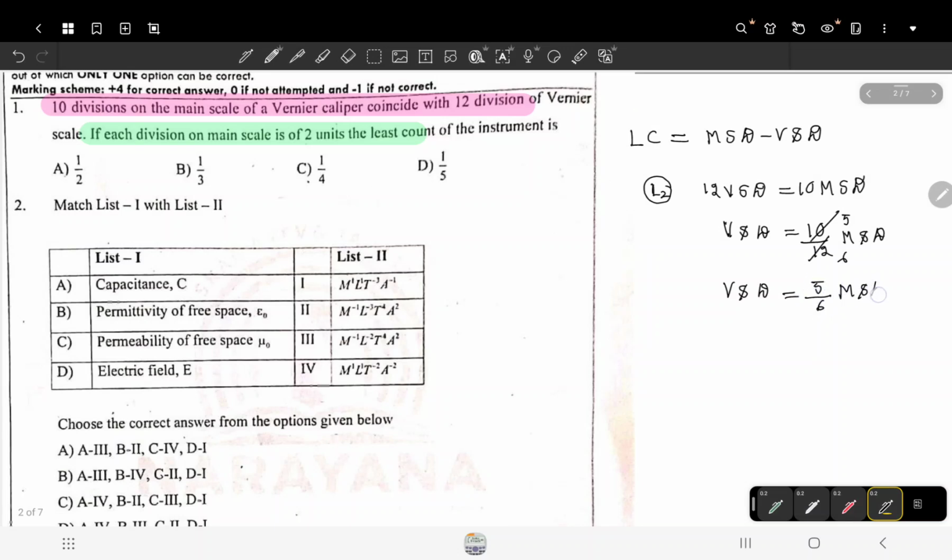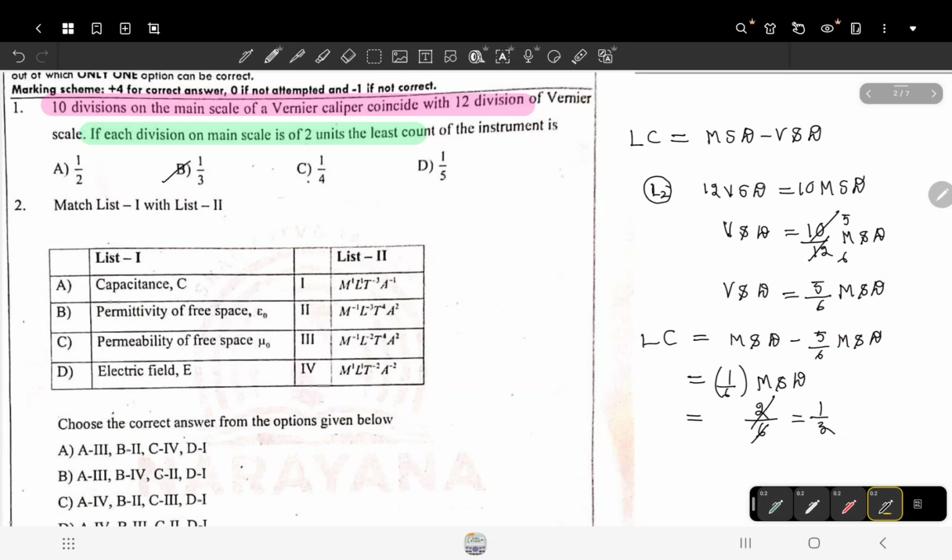VSD is equal to 5 by 6 MSD. Therefore the least count is equal to MSD minus VSD, which can be written as MSD minus 5 by 6 MSD. So 6 minus 5 gives 1 by 6 MSD. Here MSD is given as 2 units, so we can write 2 by 6, which is equal to 1 by 3. Therefore the answer is 1 by 3, and this is the right answer.